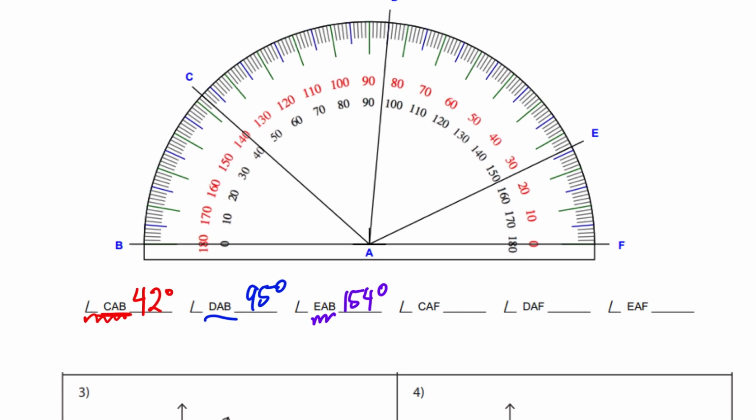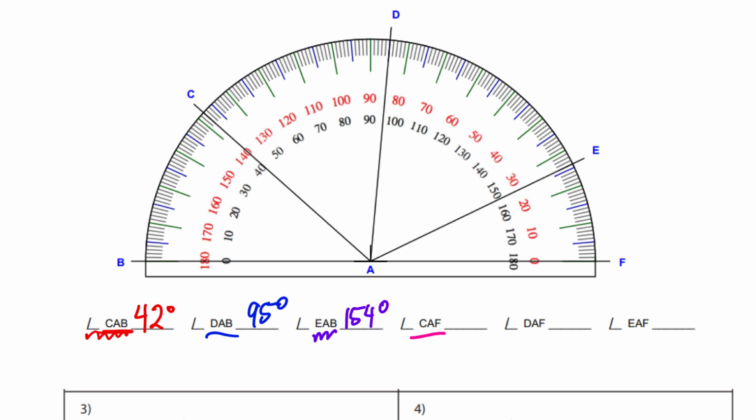All right, then CAF. So this one's kind of looking at it from this perspective. It goes here all the way. So it's definitely the big numbers between 130 and 140. So 135, 136, 137, about 138 degrees.